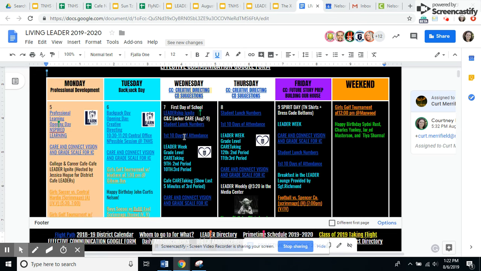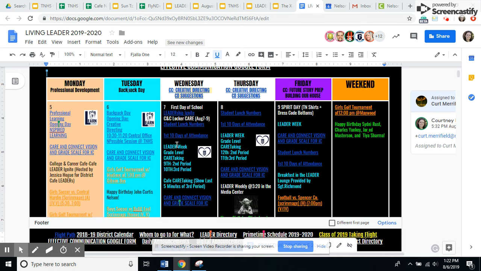First 10 days of attendance is also linked on this Living Leader calendar. So this will be important for us to get that first 10 days of attendance right on that sheet, following directions on that. If you have any questions, please call 4600. That will go to the front office, and Miss Donna or Miss Vanessa can help you through that process.